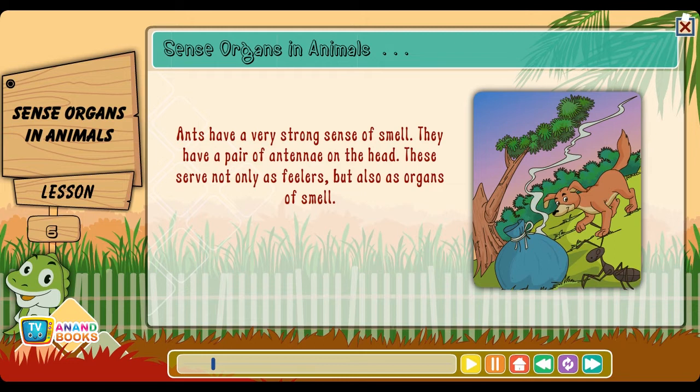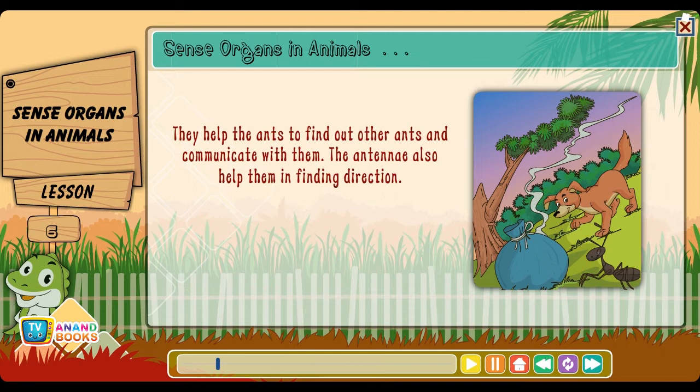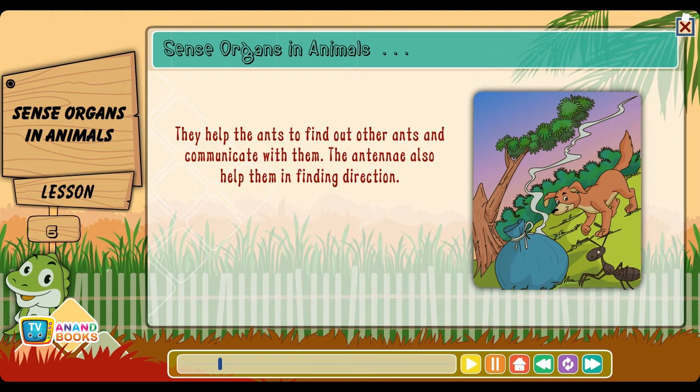Ants have a very strong sense of smell. They have a pair of antennae on the head. These serve not only as feelers, but also as organs of smell. They help the ants to find out other ants and communicate with them. The antennae also help them in finding direction.